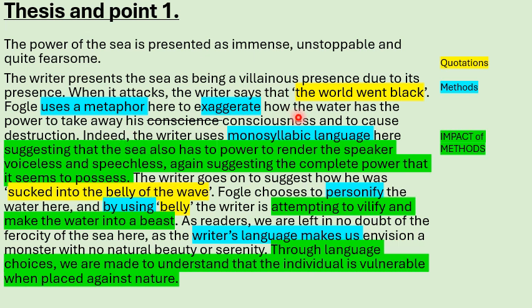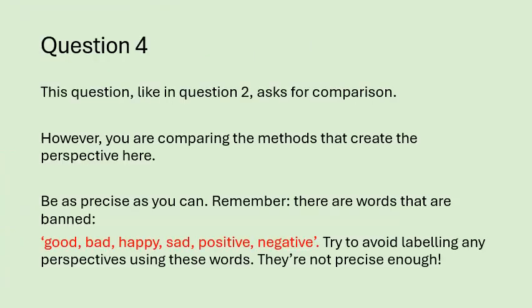So, the world went black. The writer uses monosyllabic, so single syllable language here, to suggest that the sea has the power to make the speaker voiceless and speechless, suggesting the complete power that it seems to possess. So in green, I'm talking about the impact of using monosyllabic language within that quotation in yellow. And that's the key thing that we've got, isn't it? That's our layering. We unpick words, but we think about why it's done. You might have a go at the other paragraph.